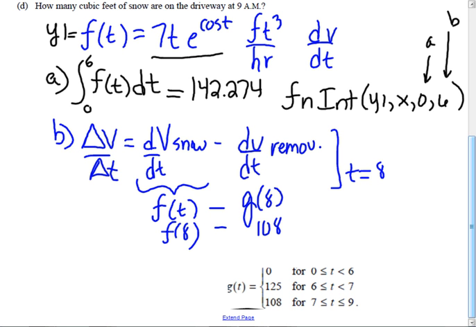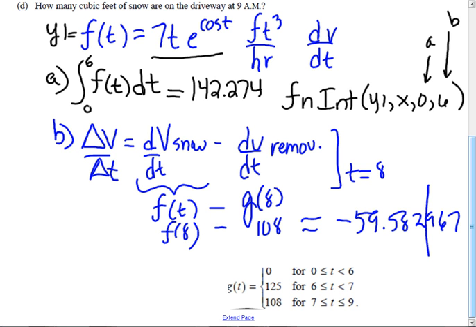Ready for me to reveal it? It's only 1 point. What's f of 8? It's 56e to the cosine of 8. I don't know what that is. Minus 108. So what do you get for an answer? It's a negative number. 82967. That's fine.